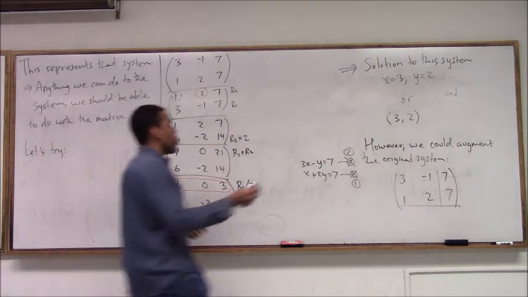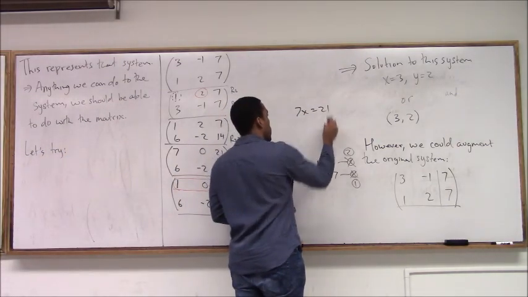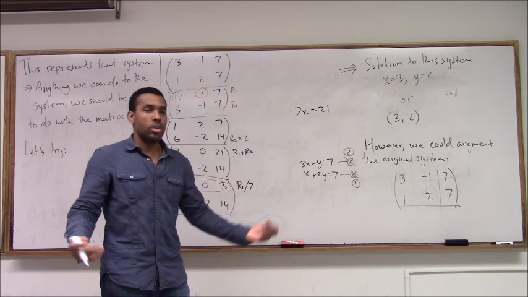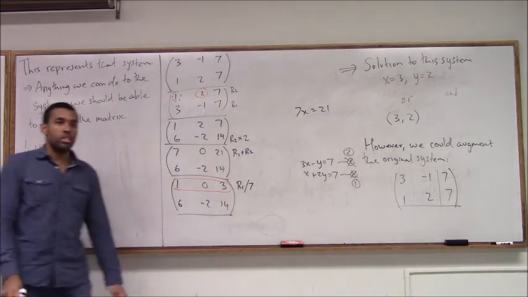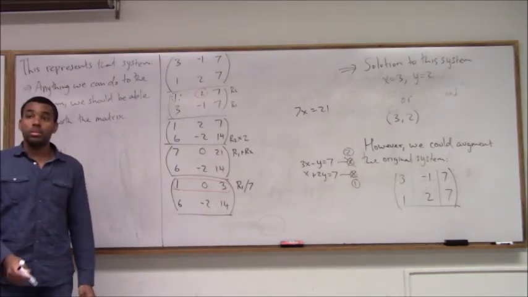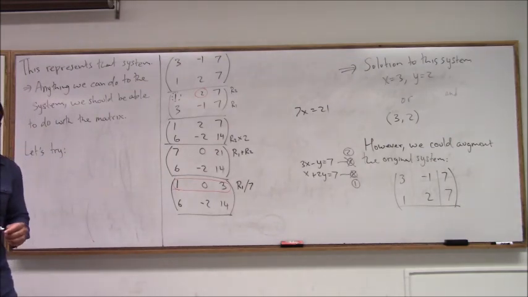The same reason why if I had 7x equals 21, that's not satisfactory. I want to solve for the x. I want the coefficient of the x to be 1. Yeah?